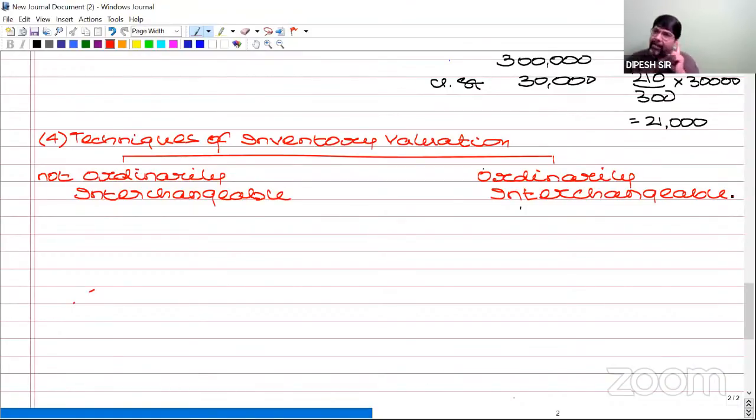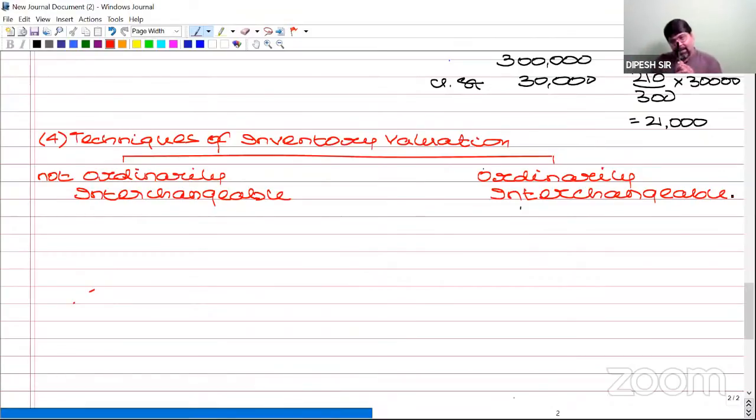How many pens did I purchase? 1,000 pens. In each lot I purchased 200 pens. Now at the end of the year, 300 pens is my closing stock. If I have purchased in 5 lots, that means there are 5 bills: bill 1, bill 2, bill 3, bill 4, bill 5. 300 pens are left. These 300 pens are very similar to the 700 pens sold.